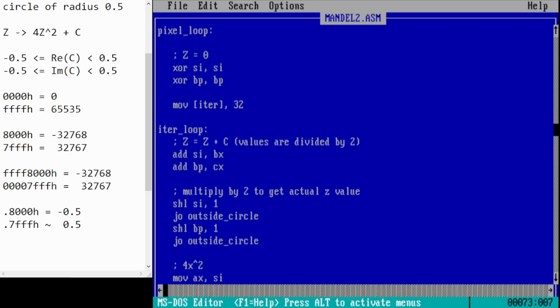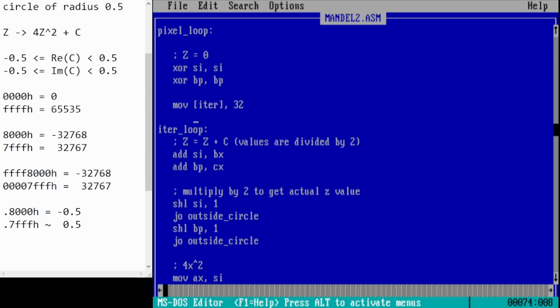If it's stopping at some point due to going outside the circle of radius 0.5, then we'll actually use the iteration number to colour the point. So this will actually be the colour value that we use. And of course the iterations are going to count down from 32 down to 0. Now we're going to start with z equals 0 for each of the points C that we're using. And so of course we need to set the real and imaginary parts of z to 0, and those are stored in the SI and BP registers.